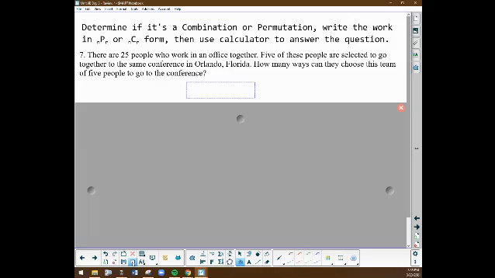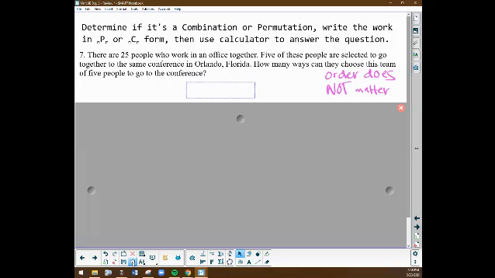Okay. If I select 5 people to go with me on the trip to Florida, it doesn't matter if I bring Kristen, Angie, and Sam, right? Or Sam, Kristen, and Angie. It's the same 3 people. So order does not matter, which means this one is going to be a combination. Okay? So we know it's going to be a combination.